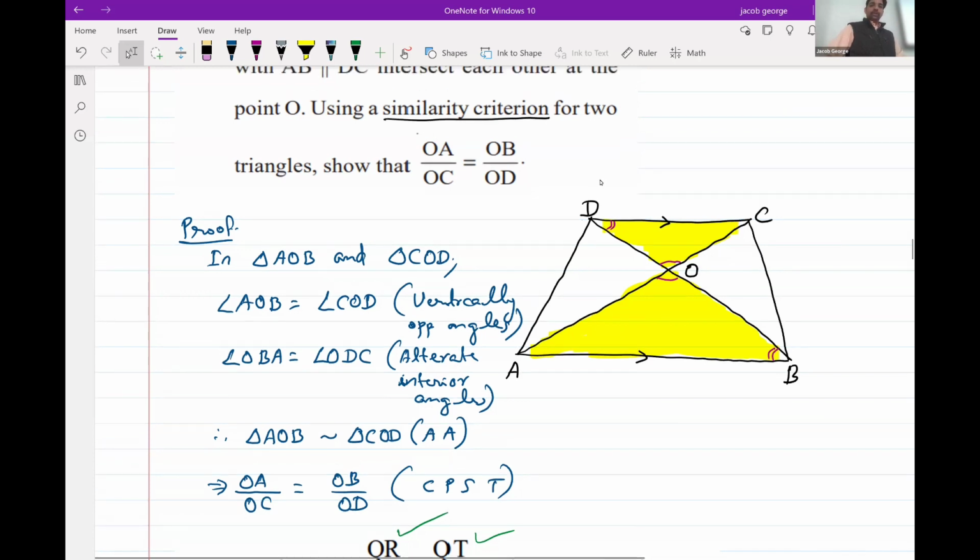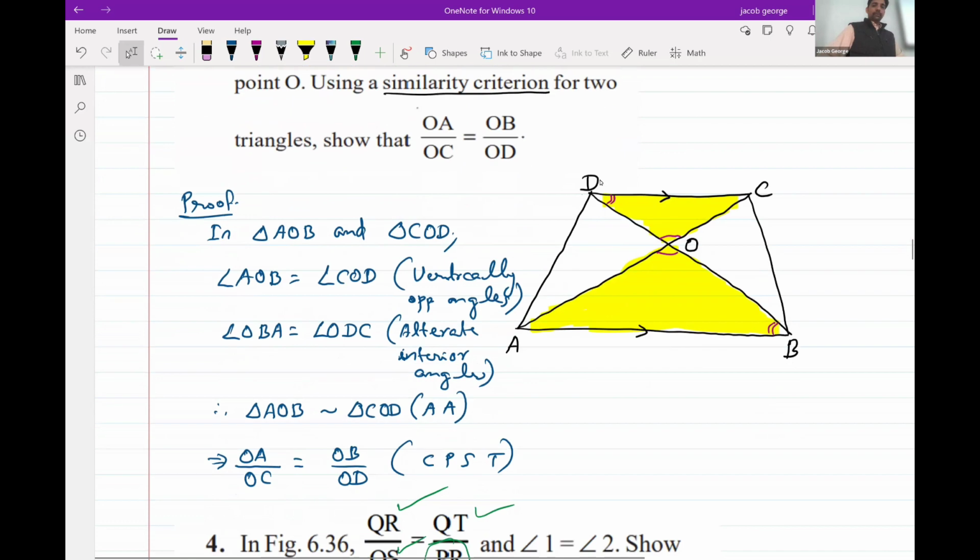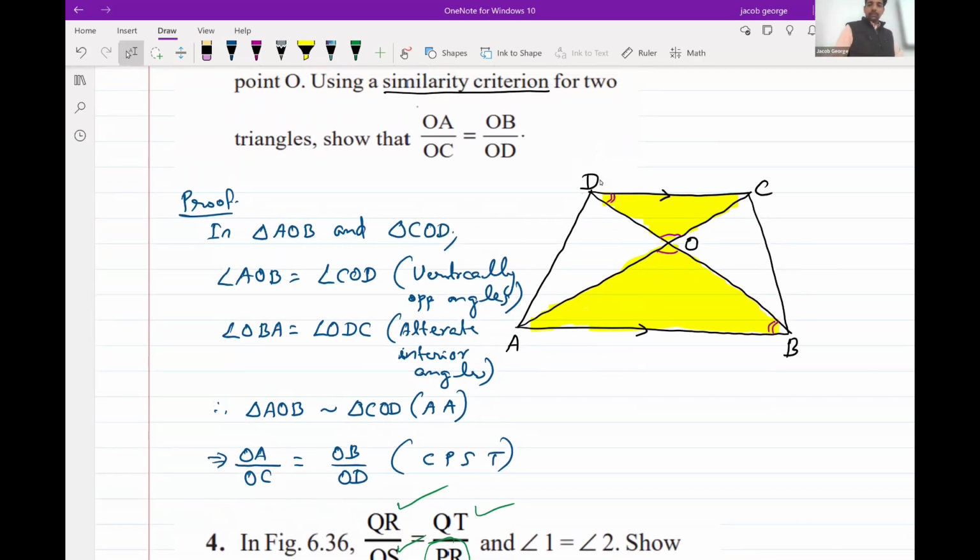Okay. So did you copy the question? Yes. Then please draw the diagram. And please draw this diagram and do it.